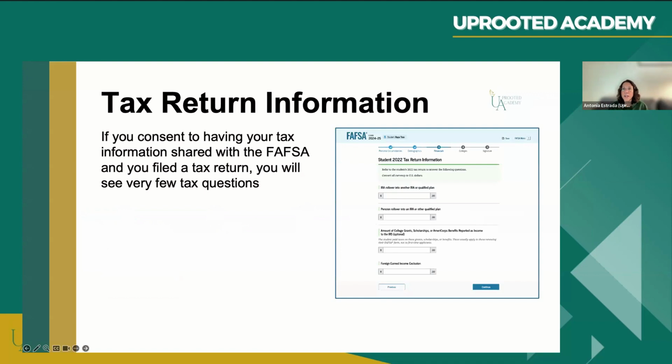Therefore, students, when asked questions about their 2022 tax return, are going to see only a limited number of tax questions. So again, you see there are only a handful of questions which require a response in each field. So if the number is 0, you actually have to enter 0. You can't leave a blank.